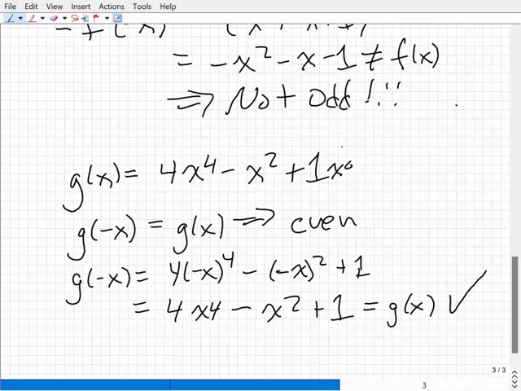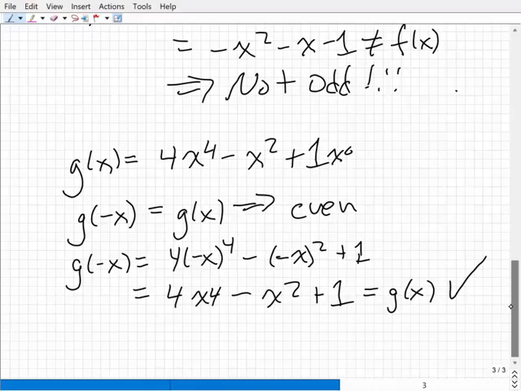And again, if you want, look, even, even, even. All the x's have even exponents, right? So it's even, it can't be odd, okay? The only way it would be odd is if all the exponents are odd.